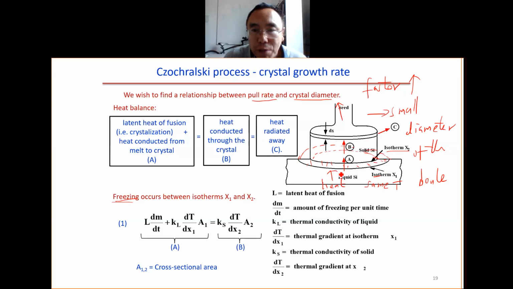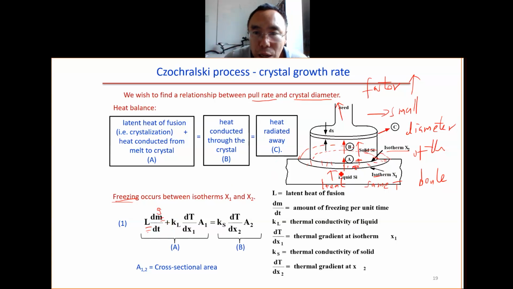Now we figure out the heat from the liquid, through this cross section and across here and move out. So we have this heat from here and move out. There is the latent heat of fusion. When the silicon gets crystallized, it has a large latent heat. This term is called latent heat of fusion, L dm over dt. M is the mass, how many grams, and t is time. So this is the latent heat.